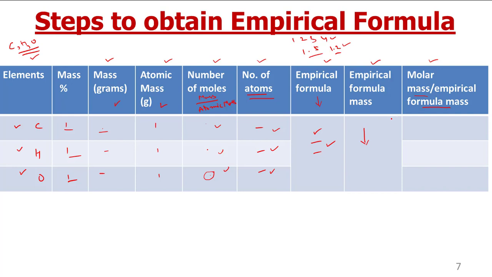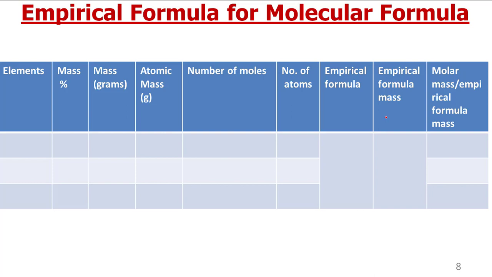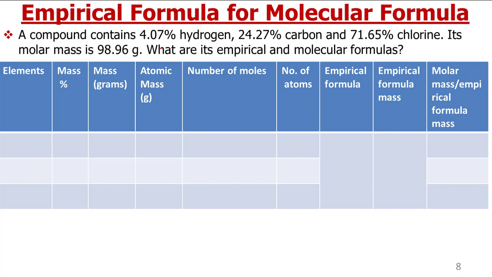Now let us try to do numericals, only then you will understand this in detail. So the first question is, a compound contains 4.07% hydrogen, 24.27% carbon and 71.65% chlorine, and its molar mass is given as 98.96 gram. So we have to find its empirical and molecular formula. First of all we have to see the elements. Which are the elements? We have hydrogen, carbon and chlorine.